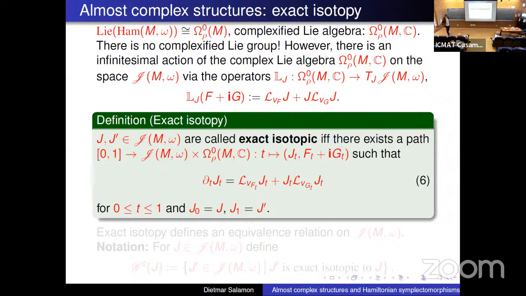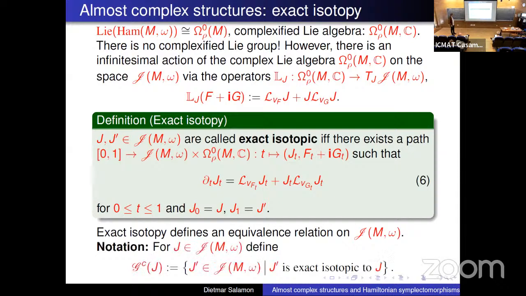So that's where the definition of exact isotopy comes from. And it is obviously an equivalence relation on the space, and we denote the equivalence class of an element J by GC of J, hinting that GC of J should be something like the complexified group orbit of J. So now this equation 6 is a very innocent looking equation, but it seems to be a very complicated one.